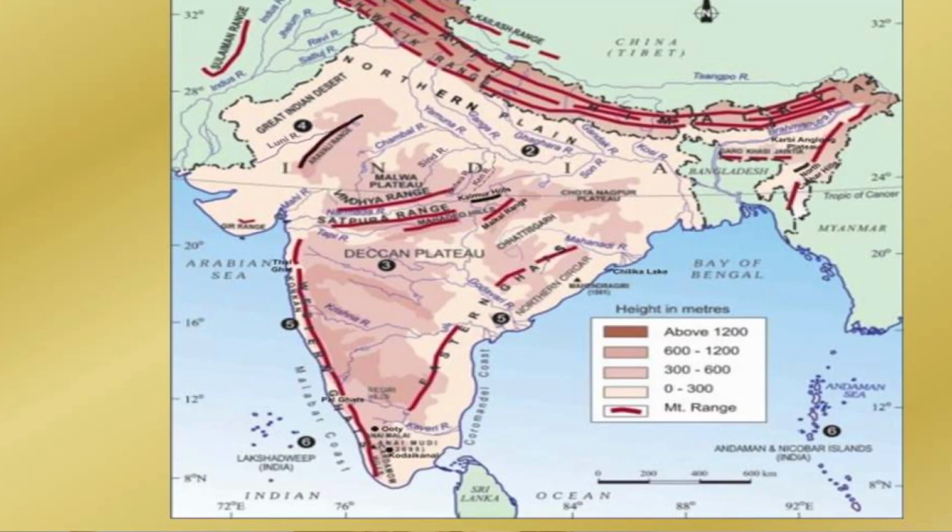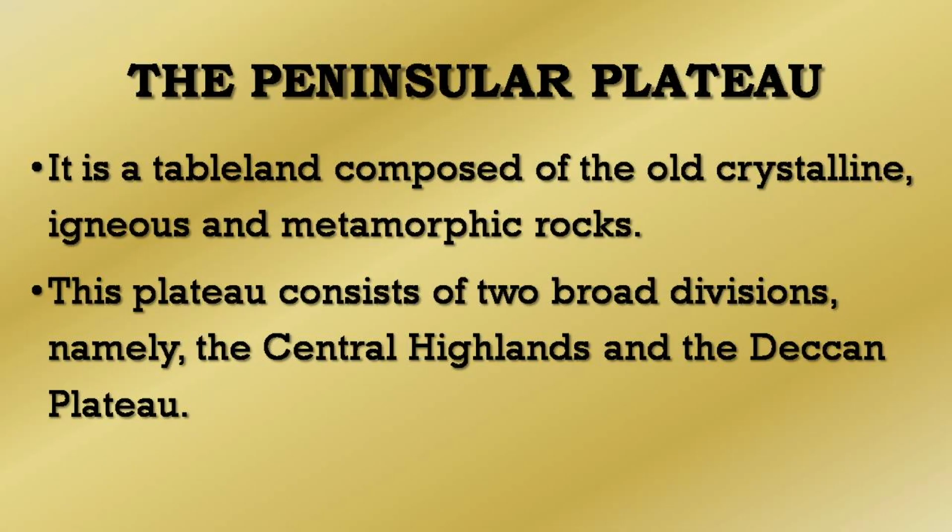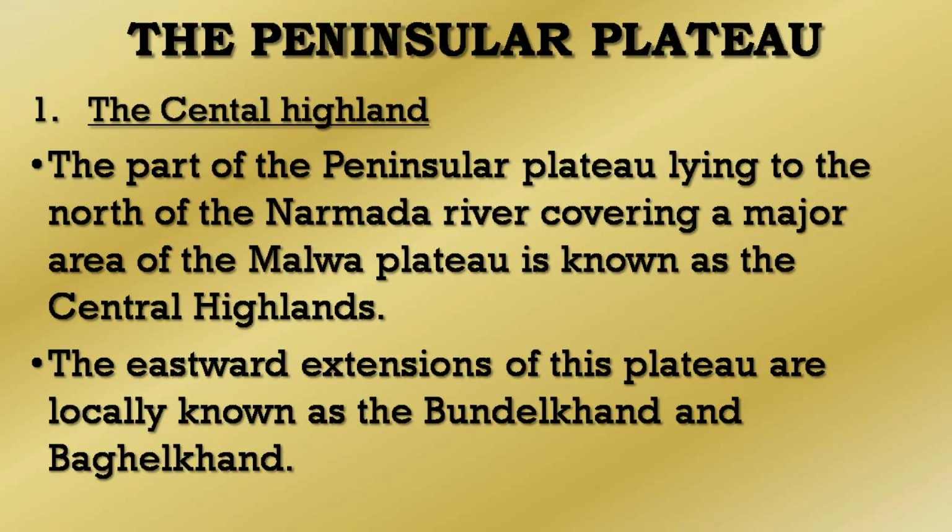The Peninsular Plateau in India is mainly made up of igneous rocks and metamorphic rocks. And this is the oldest landmass of India. Peninsular Plateau is divided into two sections. Number one, the Central Highlands, and number two, the Deccan Plateau. So let's first discuss the Central Highlands. The Central Highlands lie to the north of River Narmada, and include most of the Malwa Plateau. Whereas the Aravalli Range lies to its northwest and the Vindhya Range lies to its south.